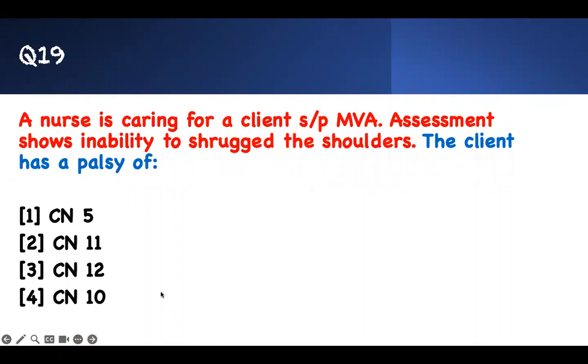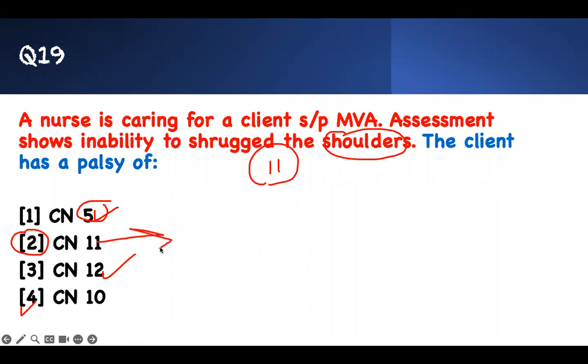The nurse is caring for a client who was involved in a motor vehicle collision. Assessment shows inability to shrug the shoulder. The client has a palsy of what? This is straightforward. Inability to shrug the shoulder is the 11 problem. Okay. 12 is for the tongue. The vagus is gagging, and this is a trigeminal neuralgia problem, cranial nerve 5. So this is cranial nerve 11, the spinal accessory, shrugging your shoulder. Okay, so this is wrong, this is wrong, this is wrong.